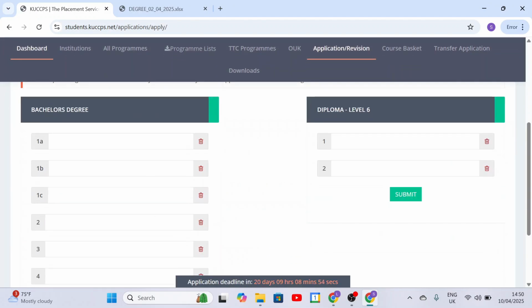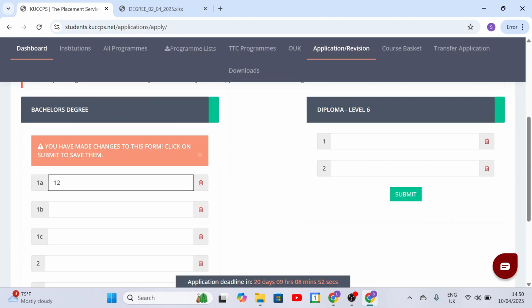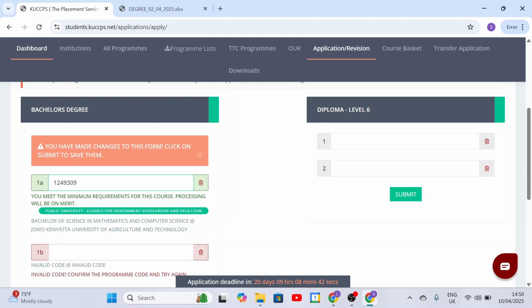Then out of my 6 choices I have, I will start applying whatever I have. So let me put these details here, 9309. Then it will tell me whether I am eligible or not. So there is 1111. These codes, you'll find that they are similar codes.